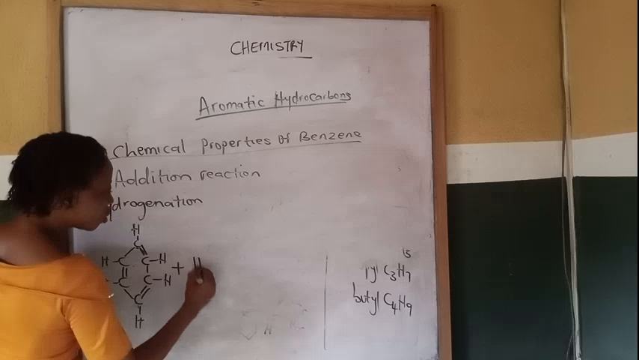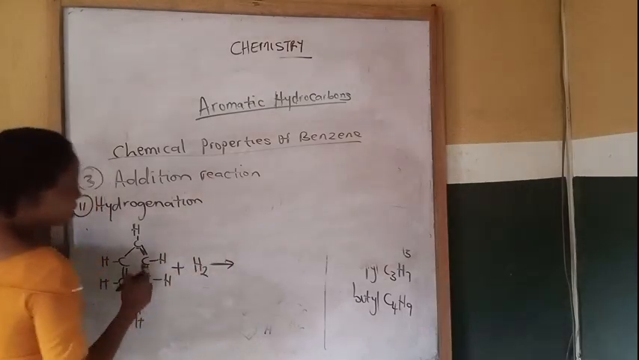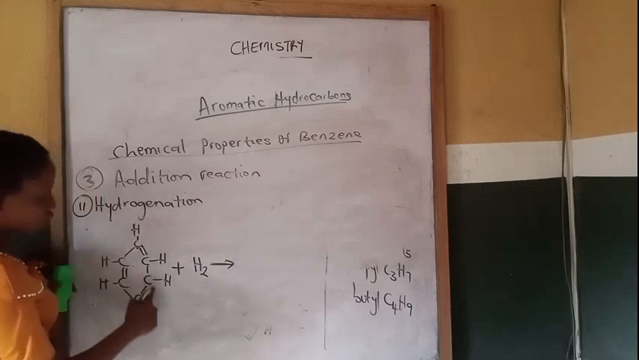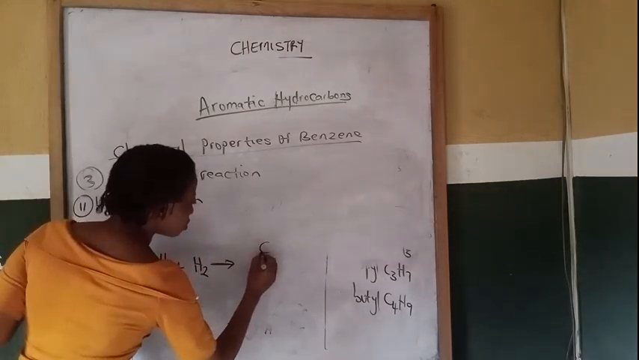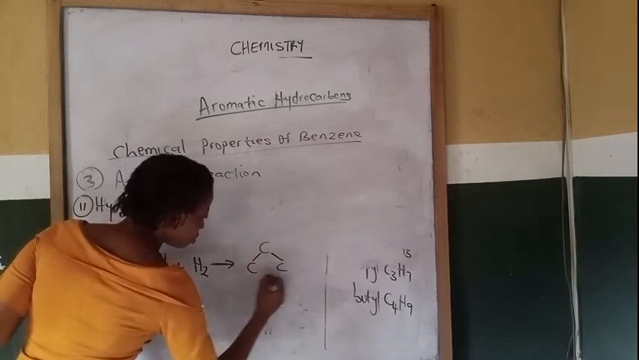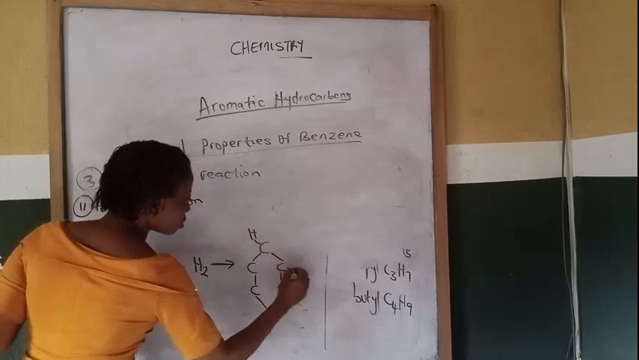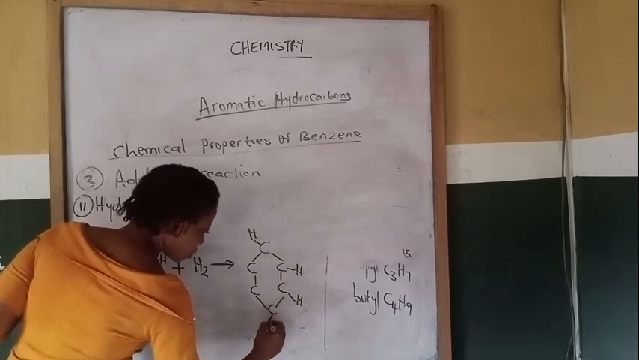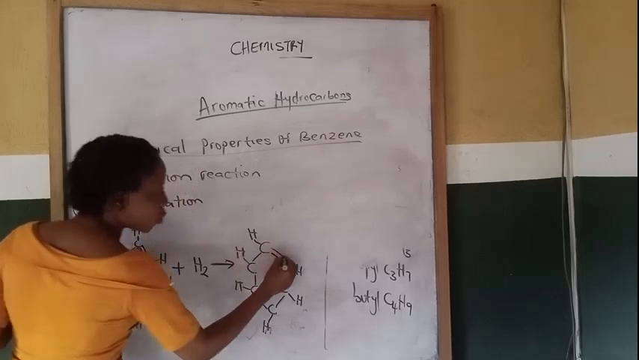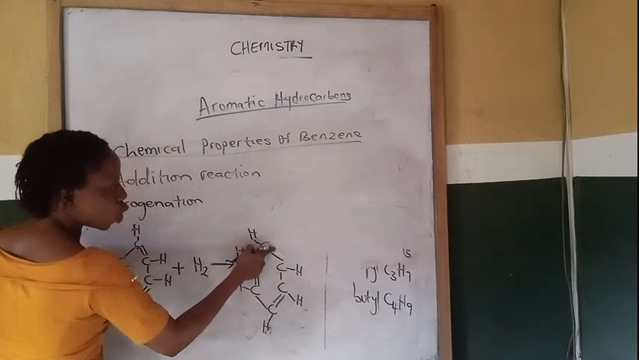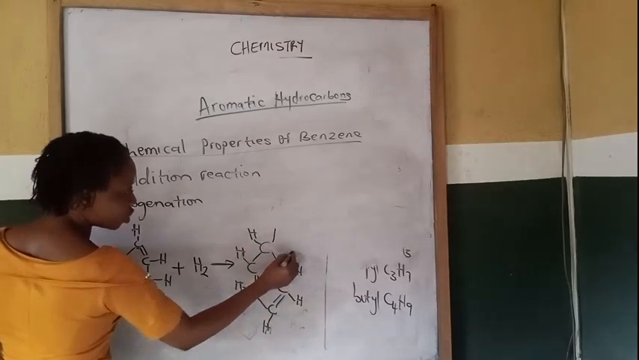Hydrogenation means addition of hydrogen. That hydrogen is a diatomic gas. For hydrogen to come in, you have to open all these double bonds because you are adding hydrogen to the structure. So let's open the double bond. We have a double bond here, there is a double bond there, there is a double bond there. When you open this double bond, you attach to the carbon atom up and the carbon atom down.